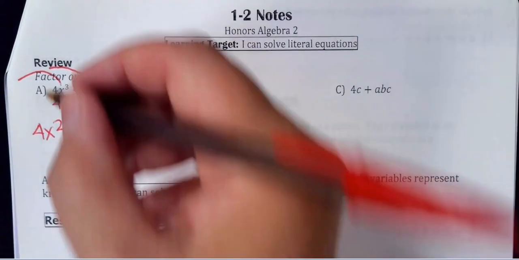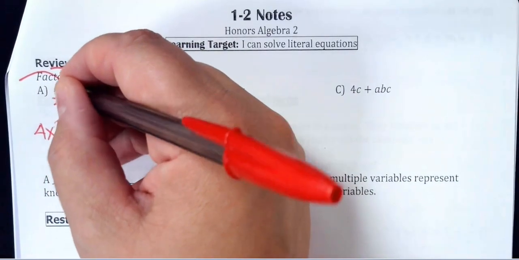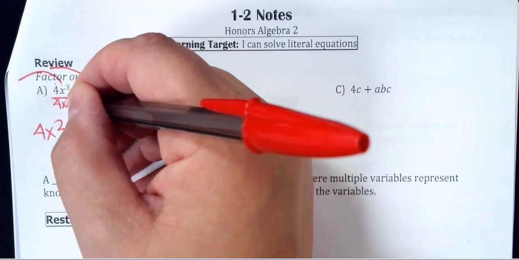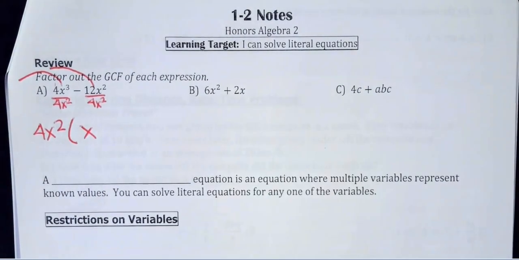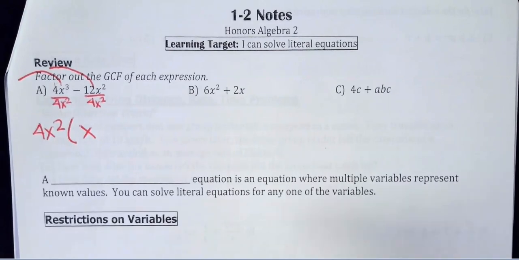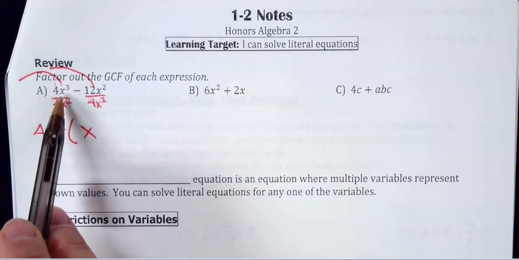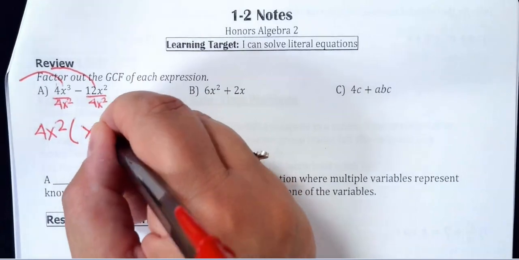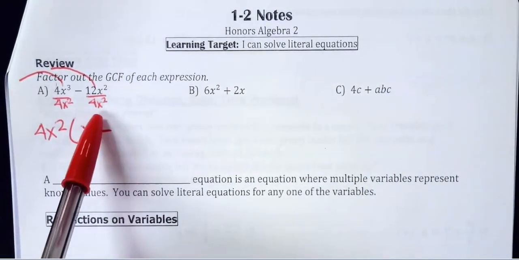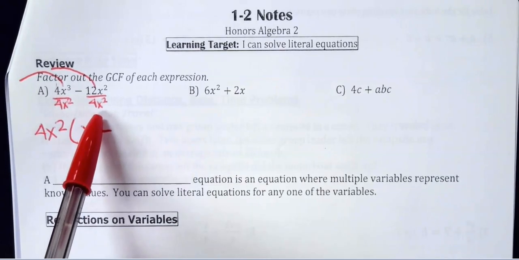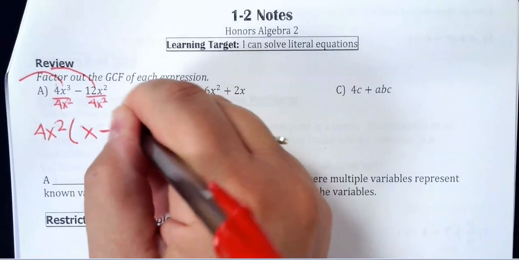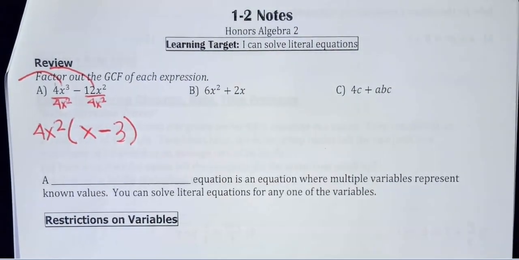Look, 4 divided by 4, that's 1, right? X cubed divided by x squared. So I've got x to the third, right? And I'm taking 2 of the x's out, so I'd still have 1 left. If I multiply this back together, it gives me what I originally had. What would I have left in the second term if I divide 12x squared by 4x squared? 3. Okay, so this would be your factored form, and you just go ahead and leave the parentheses there. We're not solving anything, we don't have an equation, we're just factoring the expression.